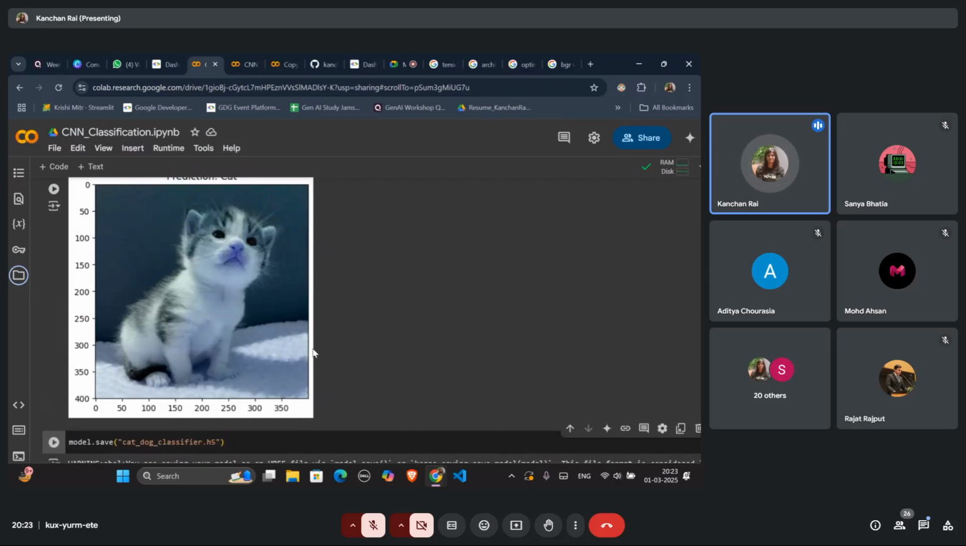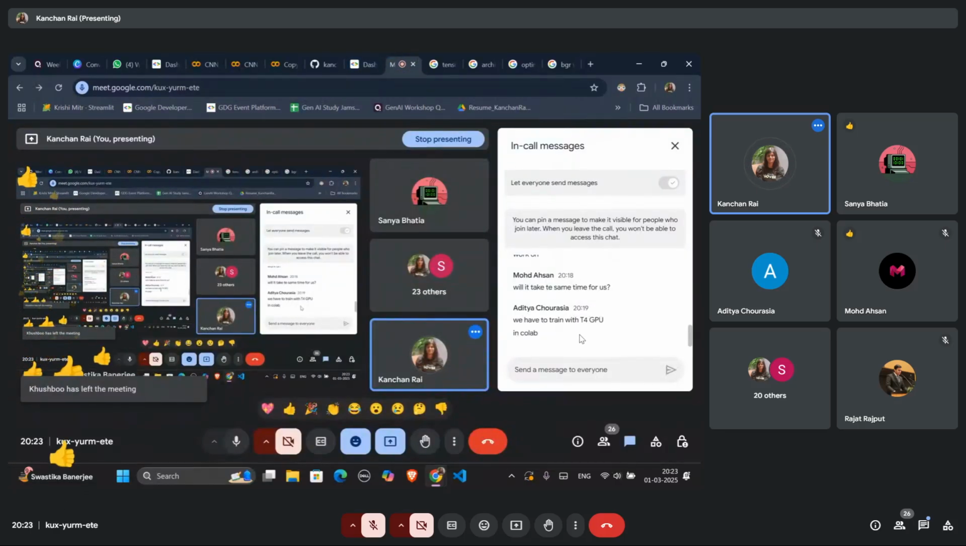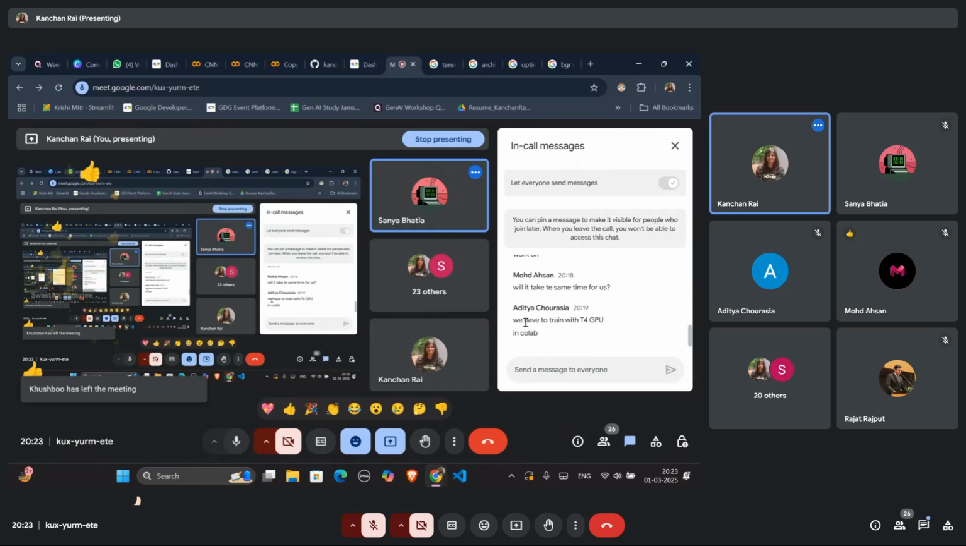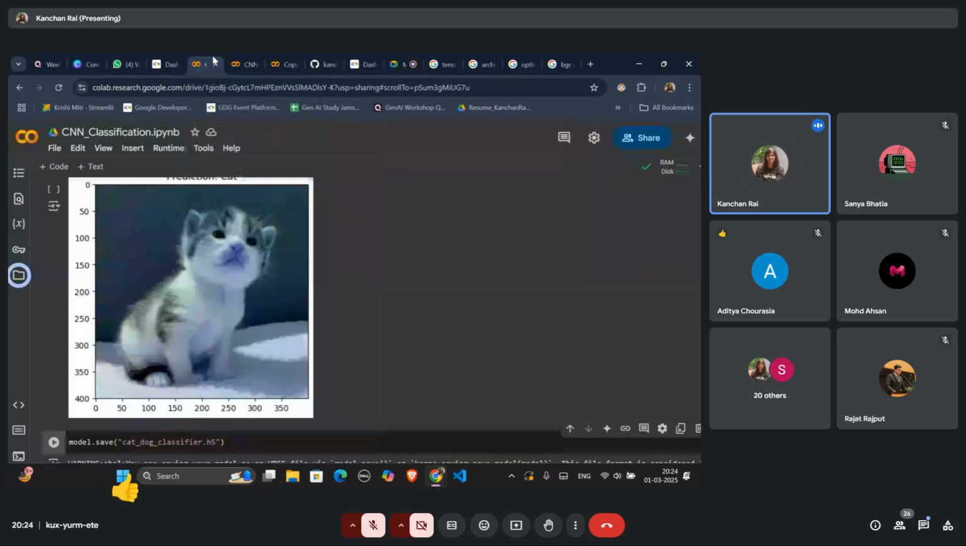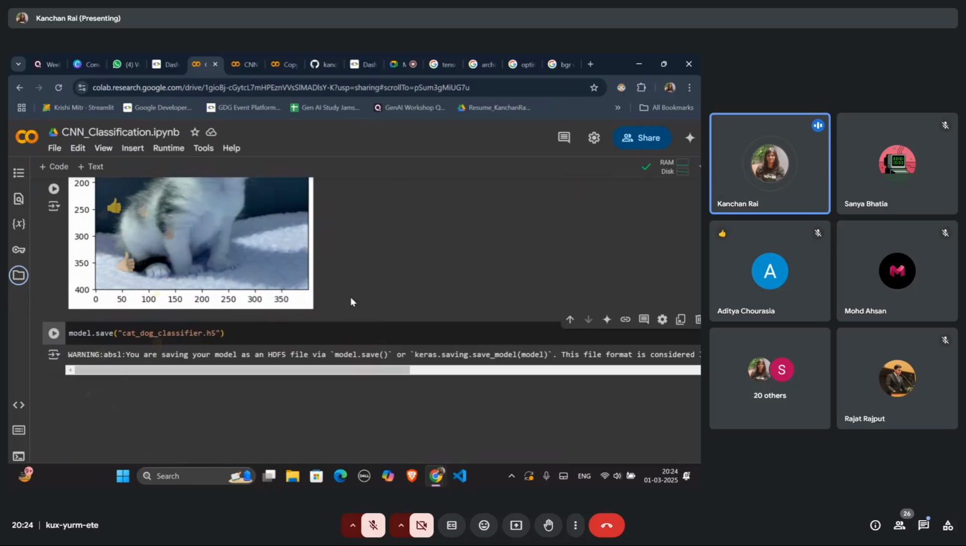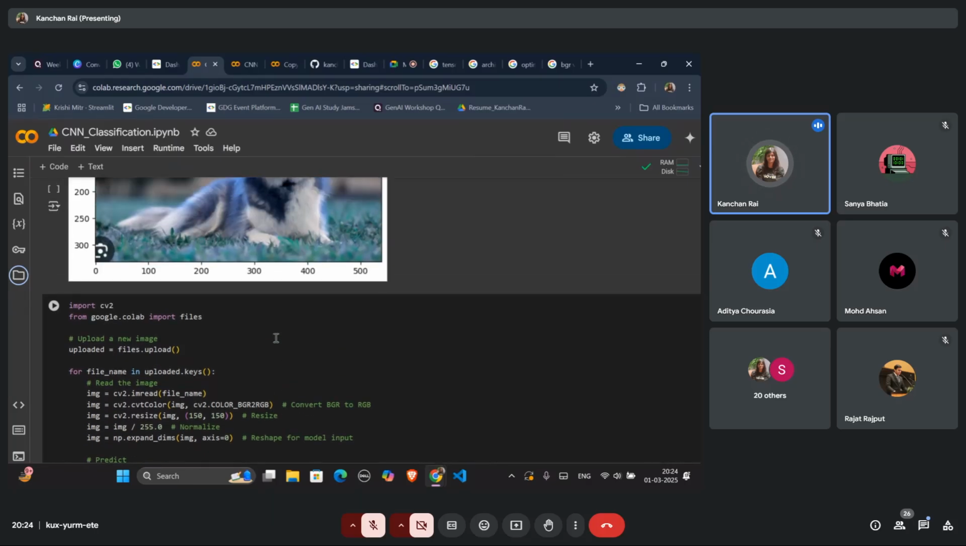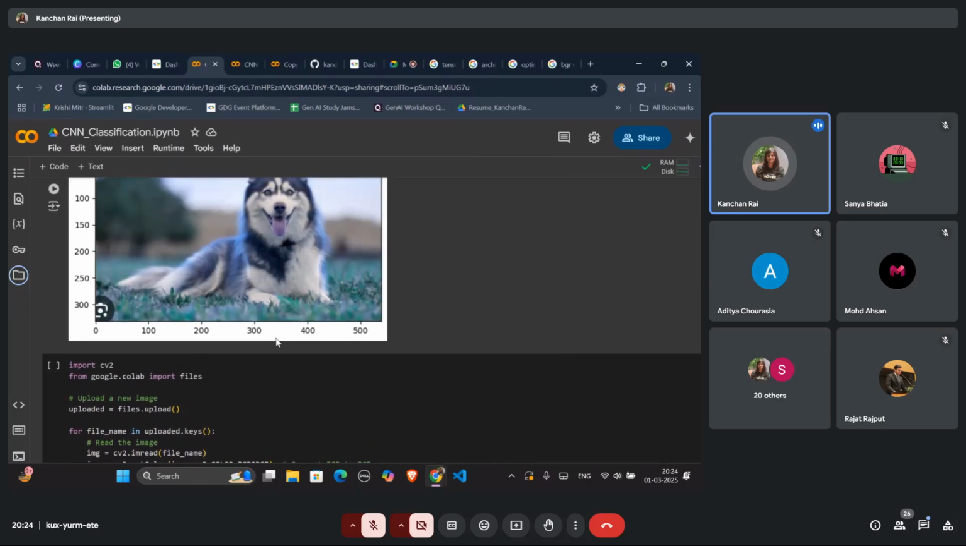Did everyone understand up to here, what convolutional neural networks are? Any doubts? Yeah, all clear. Yeah, you can train it with T4. I did it with that only, but still it took some time. Okay, so this was about convolutional neural networks. Now should we move on to the quiz?